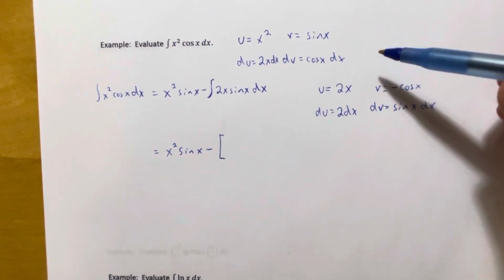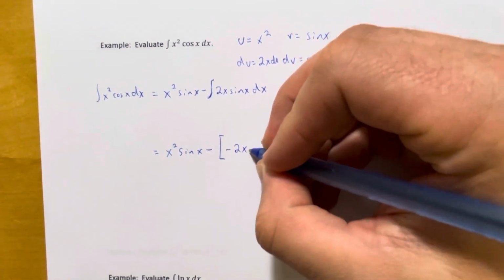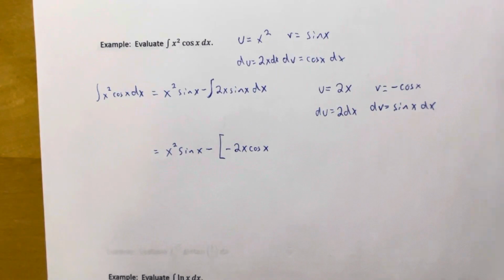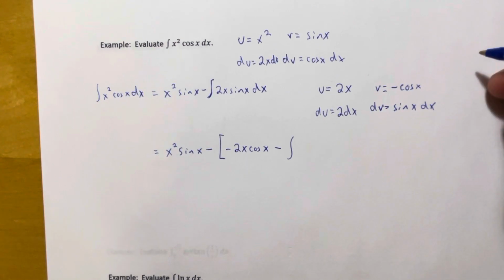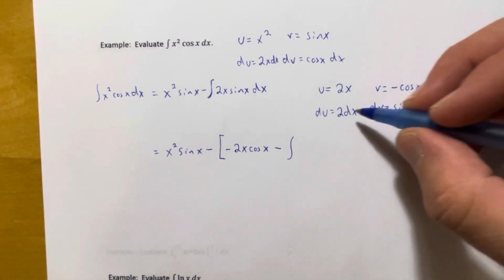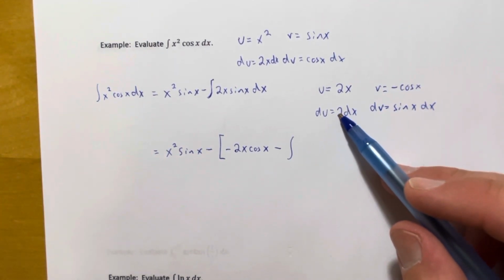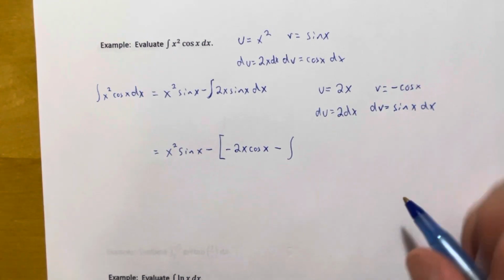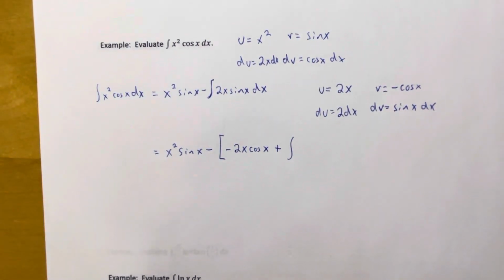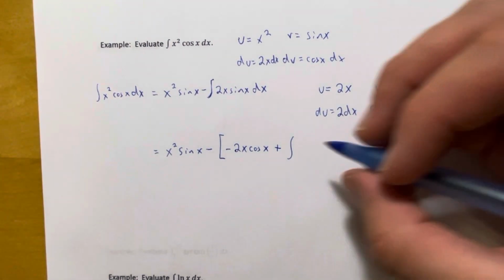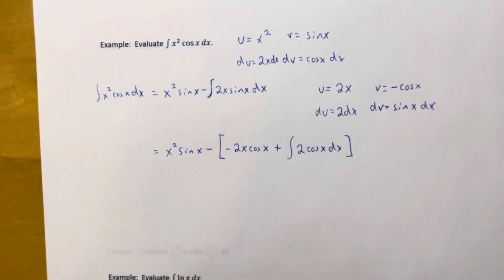So setting up my integration by parts now, uv is going to look like negative 2x cosine of x minus the integral of v du. Looking at that, I have a negative cosine of x and a positive 2x dx. When I multiply these, I'm going to get negative 2 cosine of x dx. The negative from that negative 2, I can just bring out and make that a positive. So that leaves me with 2 cosine of x dx, just like that.